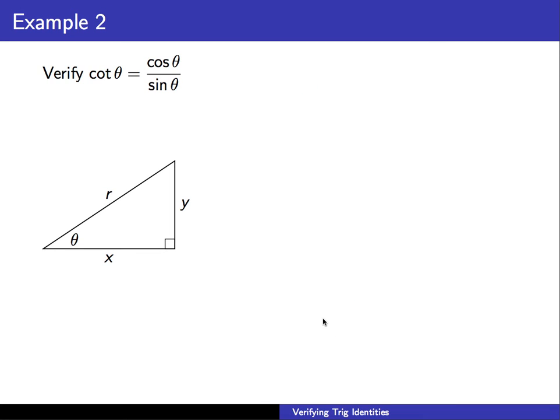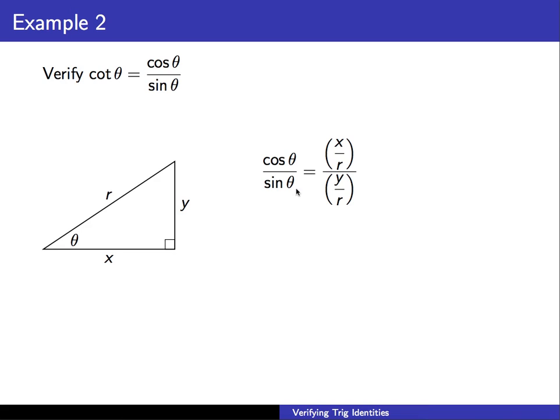The reciprocal is very similar. We're just going to have cosine over sine to start with. And we have x over r for cosine, y over r for sine. We're still going to multiply the numerator and denominator by r. And that's going to cancel out the fractions, and we'll have x in the numerator, y in the denominator, and x over y is our cotangent ratio. So cotangent is the cosine divided by the sine.